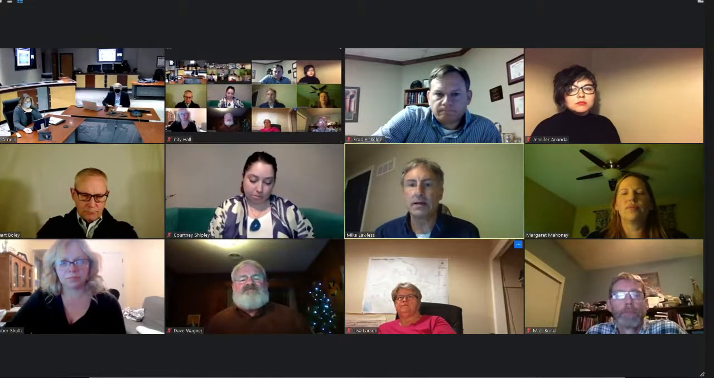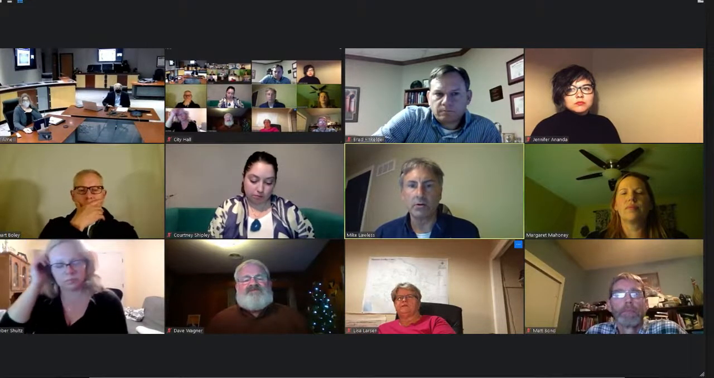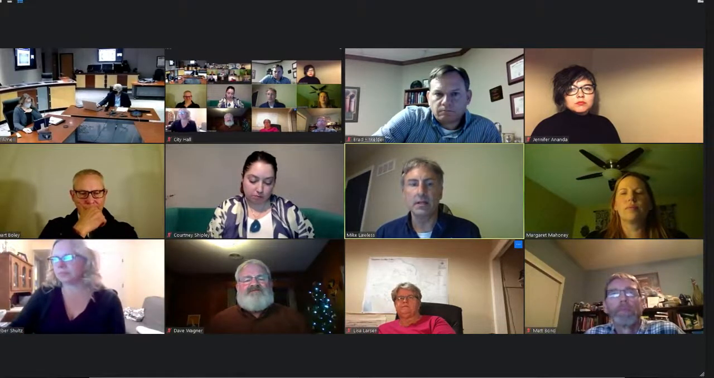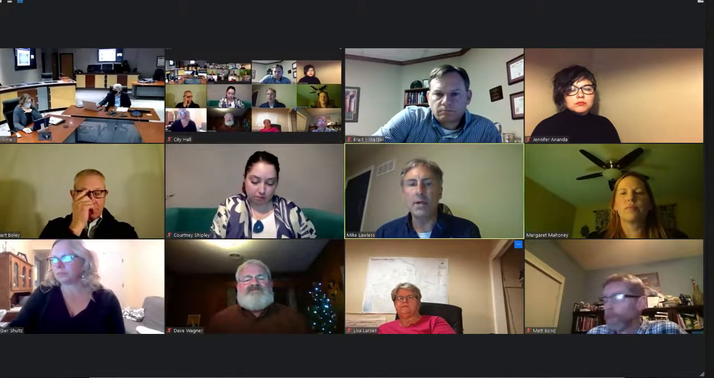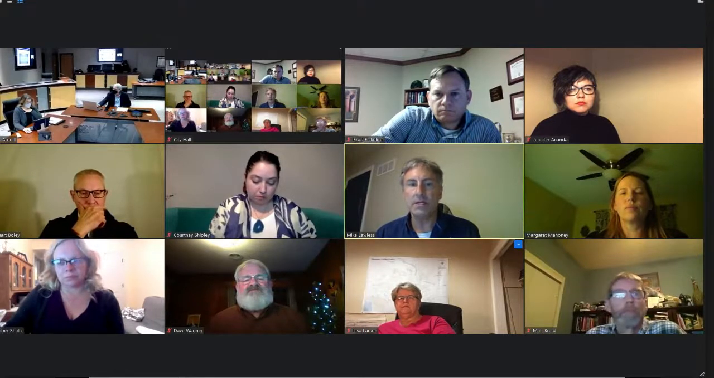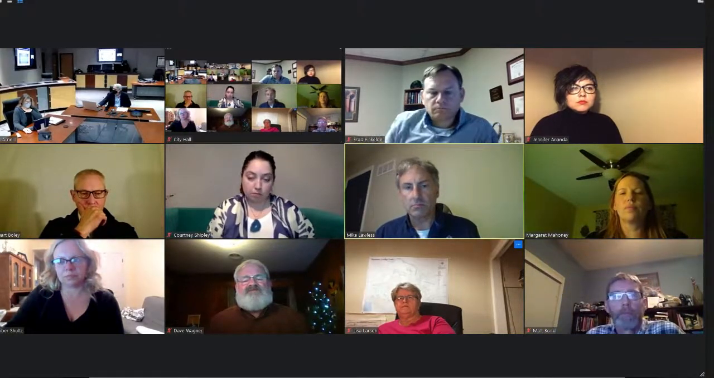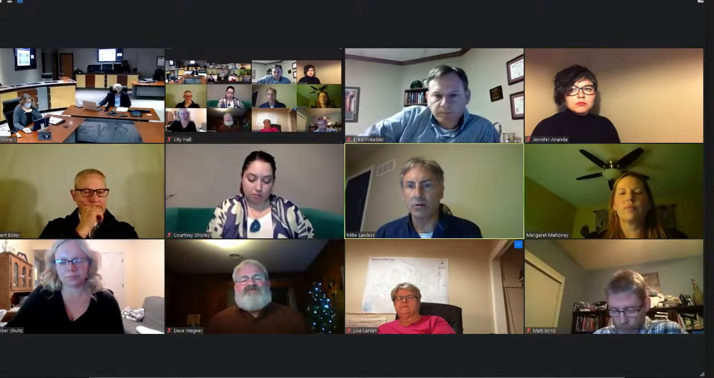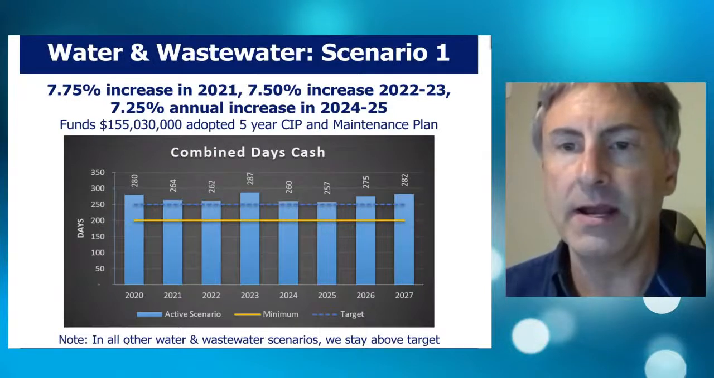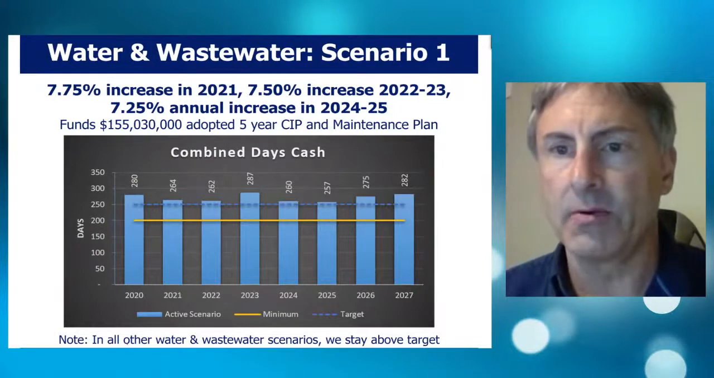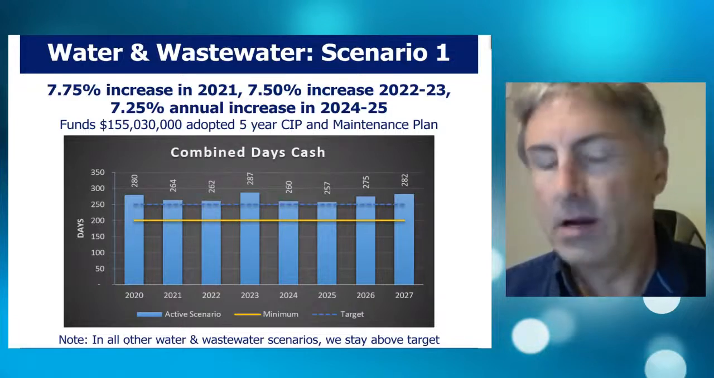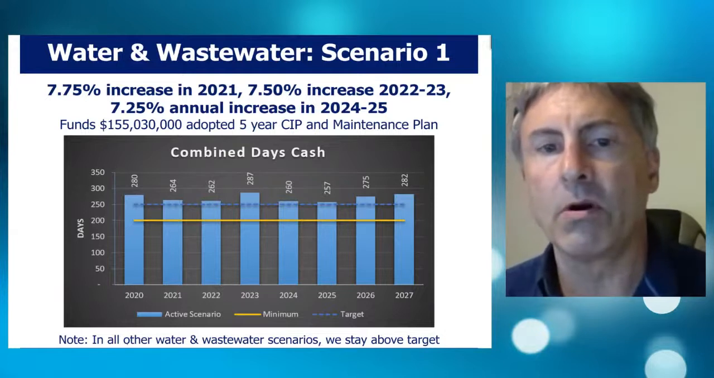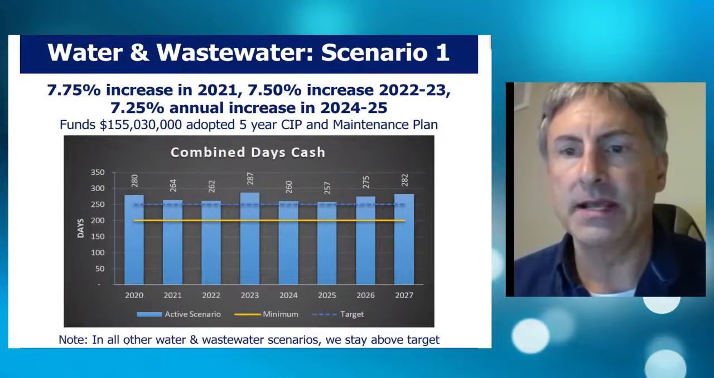Much like the slide that Maggie had for stormwater where we showed cash on hand, the water wastewater utility is a little bit different in that we have the revenue bonds that we are able to source through our rates. And one of the things that we do is we go to Moody's for our rating criteria. Last time our rating was a AA2 or a AA. And one of the criteria for that rating is our days of cash on hand.